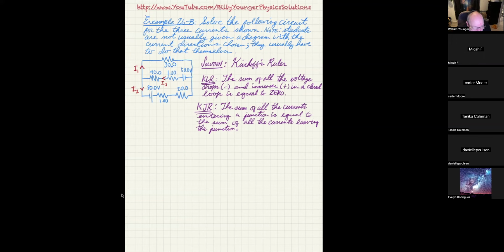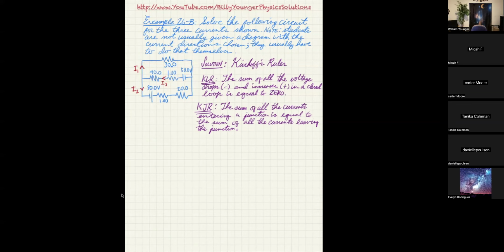First off, I think I'm going to do the upper loop first. So let's look at the upper loop. I'm going to imagine starting from right here and just going this way. Notice in so doing, I'm going the same way as current I1 and the same way as current I2.